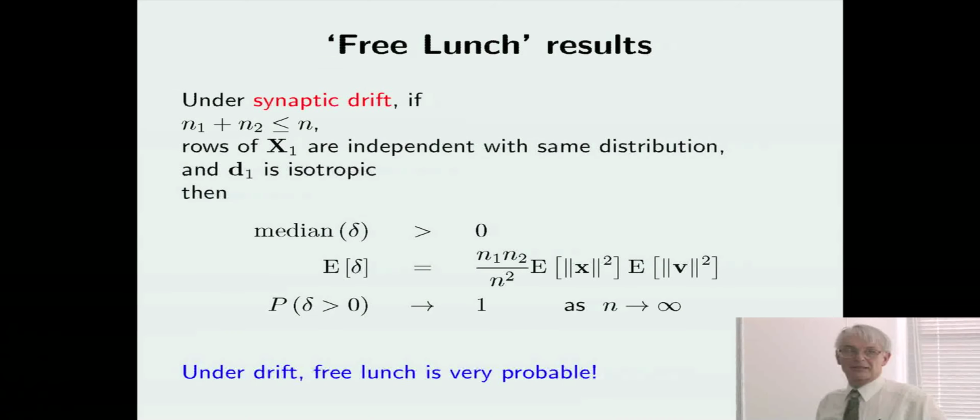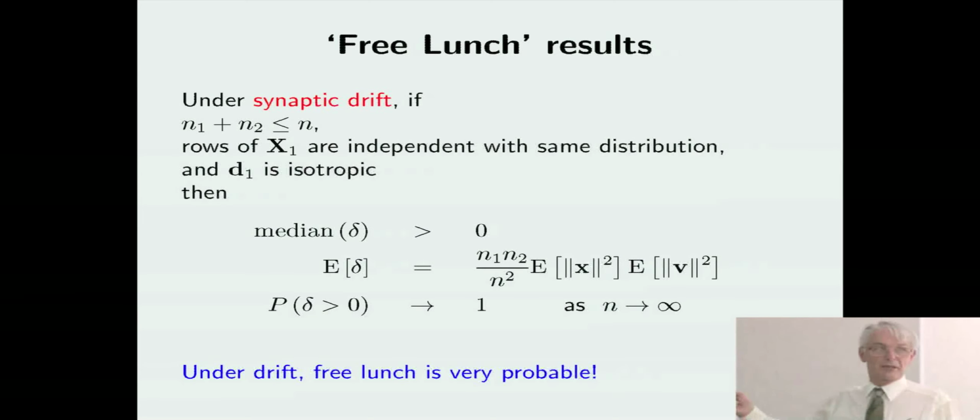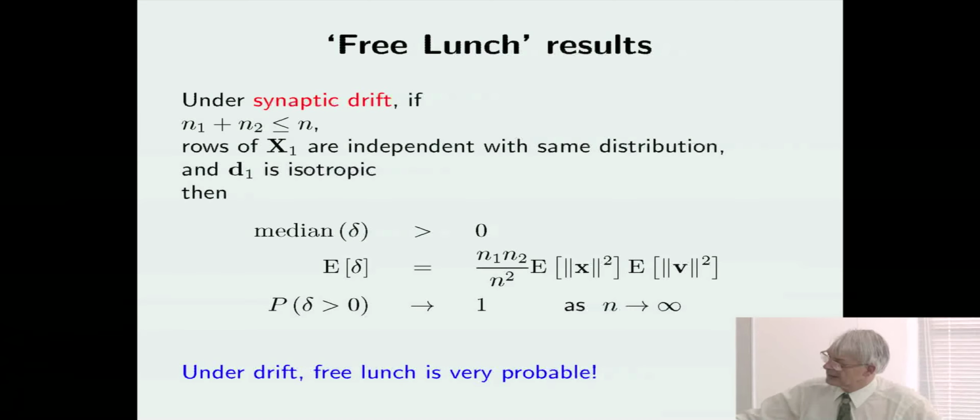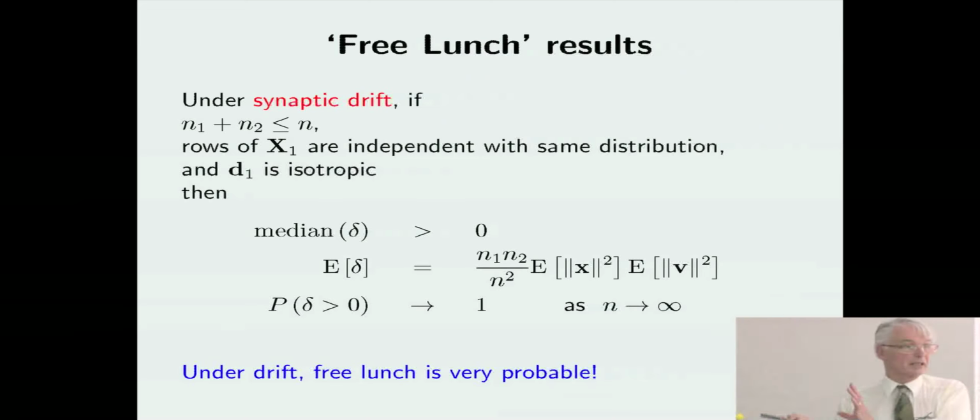The median is positive, so the value of delta that you have probability a half of being bigger than that is positive. So you're quite likely to get something positive. The expected value of delta we can work out exactly. It's given by the numbers here, n, and certain expectations. And what's the probability that delta is positive? It tends to 1 as n tends to infinity, if certain conditions are true. So the meaning of this mathematical result is that under drift, for forgetting, a free lunch is very probable. If n is big, so if you're looking at a brain with n is 10 to the 11, you're quite likely to see it.